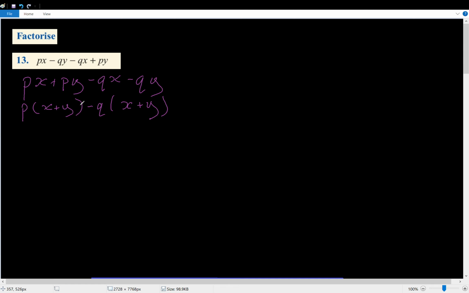But once we're at this point, we have the same thing in our brackets of x plus y, so we can write them out. So we have x plus y, and then in the next bracket we're going to put what is outside the brackets from above, so p minus q, and that is that.